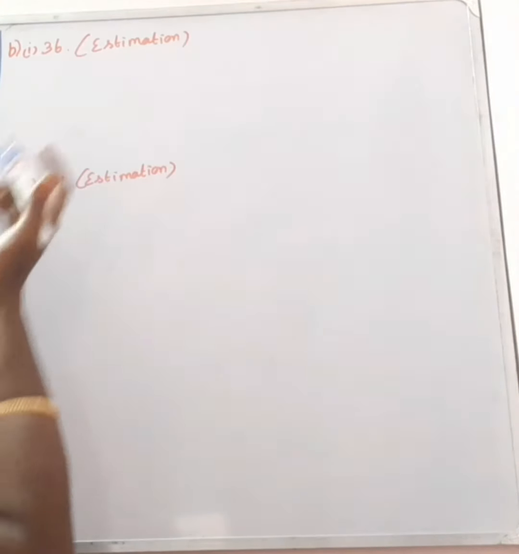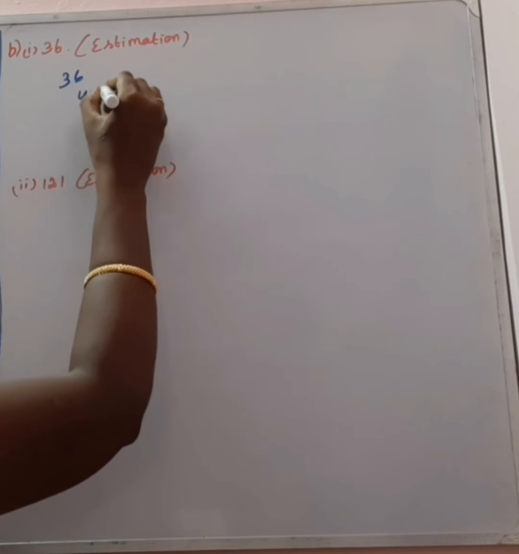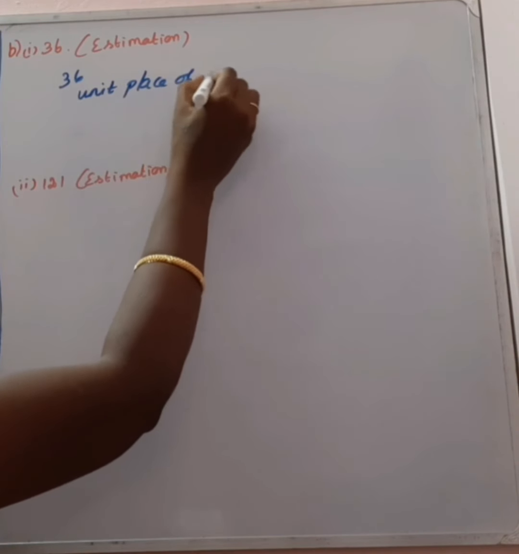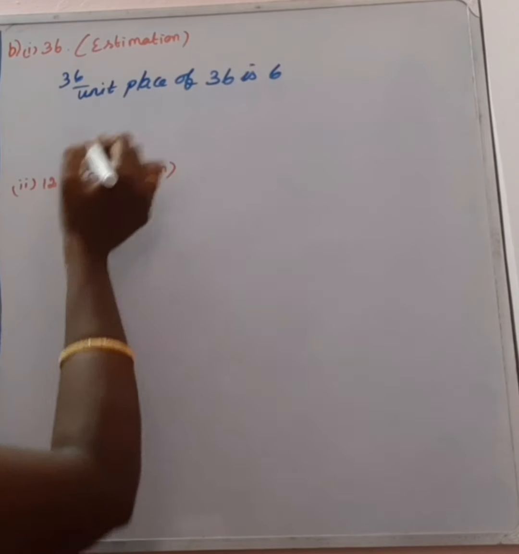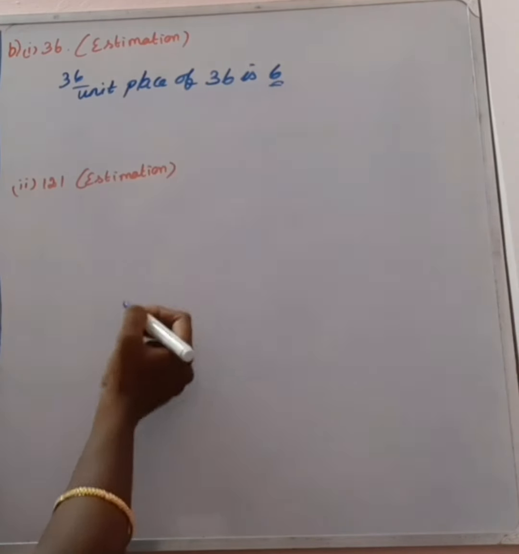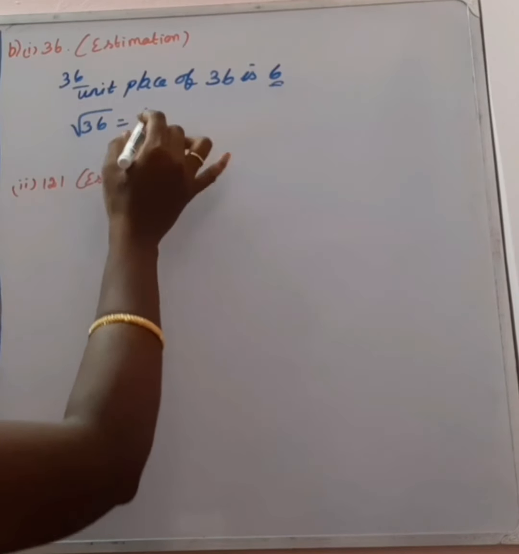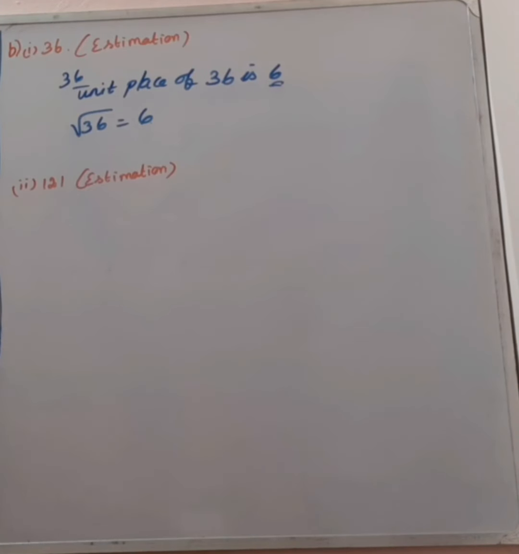Okay. So in 36, what is the unit place of 36? Unit place of 36 is, what is the unit place? 6. Very good. So 6 is the unit place, which means the answer's unit place must be 6. So 6 6s are 36. So square root of 36 equals 6. The sum is over.